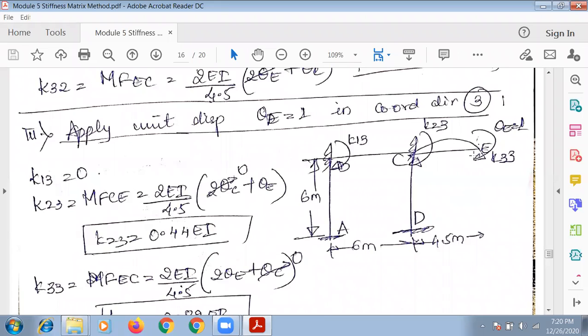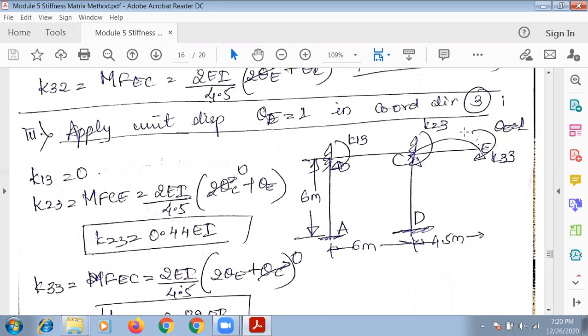Okay, coordinate direction 3. Now fix all other joints A, D, B, C. Only release E. Once you release E, fix all other joints, release E and put theta E equal to 1 radian.